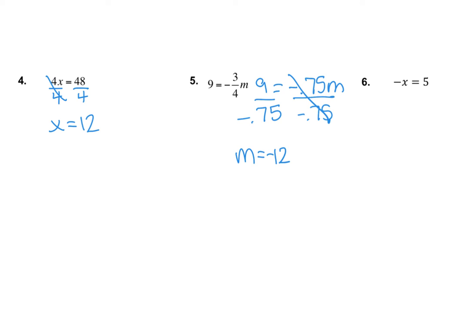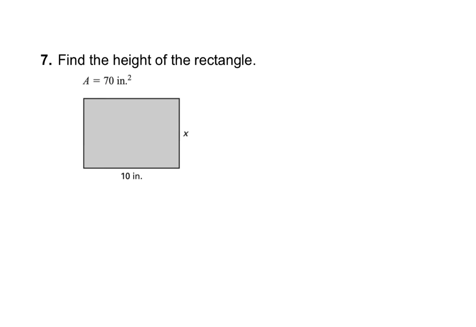For number 6, we have -x is equal to 5. Whenever I have a negative in front of that x, I just put a 1. I think it makes it easier, and we don't forget that we need to divide that out. So the -1 is multiplying, so I'm going to use the division property of equality and divide on both sides. So I'm going to have x is equal to then -5.